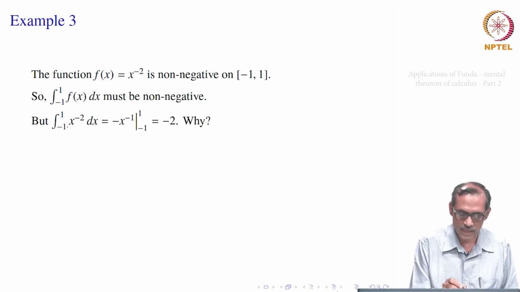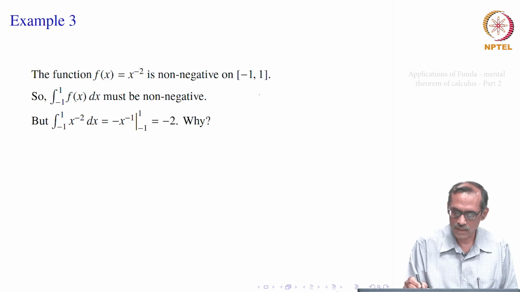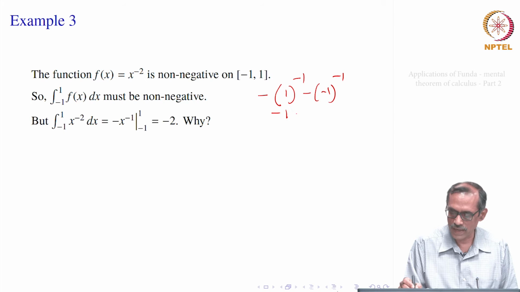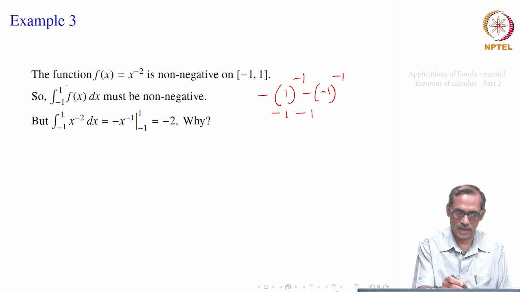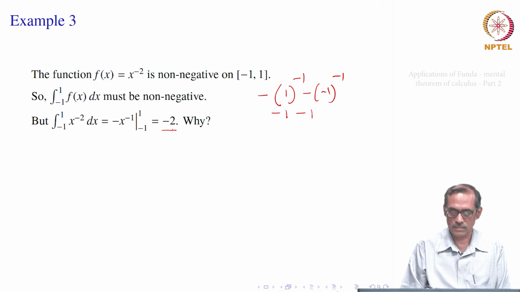But if you calculate exactly, the integral from minus 1 to 1 of x to the power minus 2 dx is minus x to the power minus 1 evaluated at 1 and minus 1. So, that gives minus 1 to the power minus 1 minus minus 1 to the power minus 1. So, that gives minus 1, this is again minus 1. So, you get minus 2. Why is it happening? We first thought that my integral from minus 1 to 1 must be non-negative, but if you compute, actually we are getting minus 2. What is the reason?